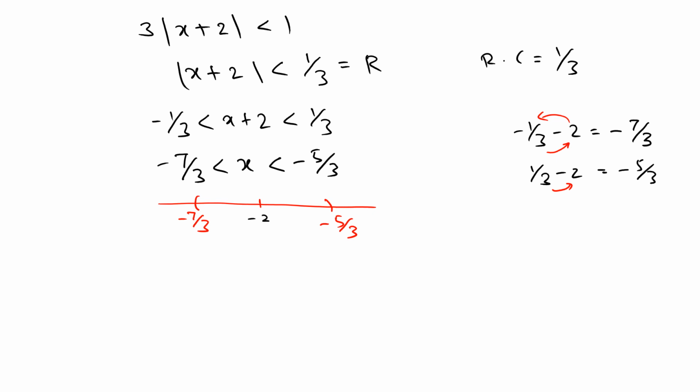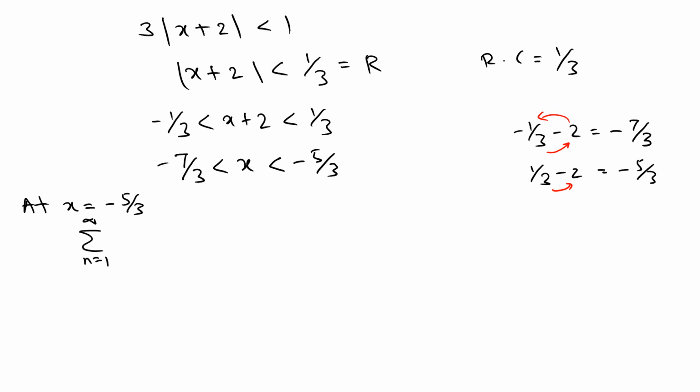And this is negative 2 here. Good. So, to save some space, just take it out. So we're going to say at x equal negative 5/3, sigma n going from 1 to infinity, negative 1 to the n, 3 to the n over n, negative 5/3 plus 2 to the n.